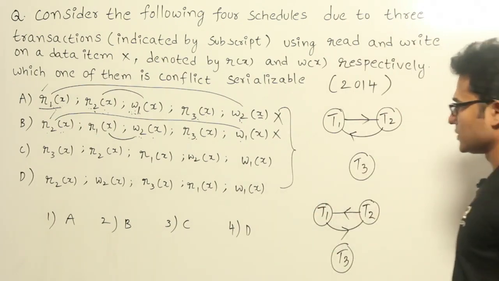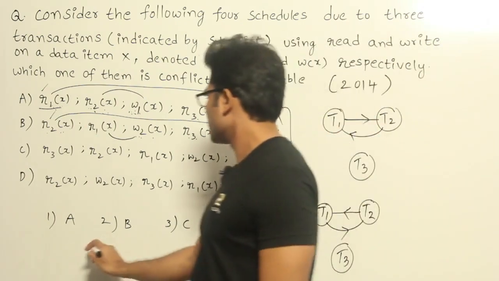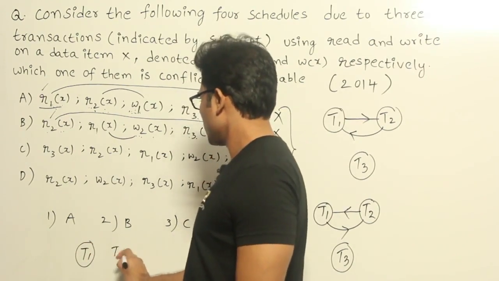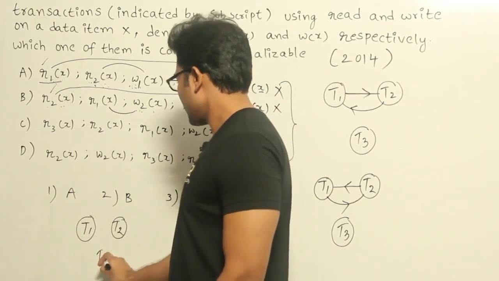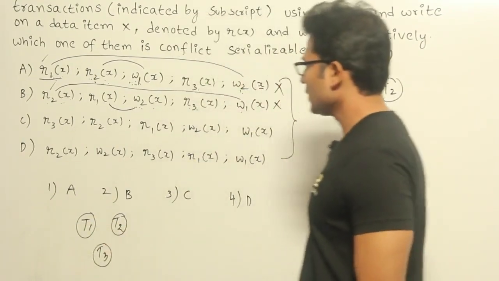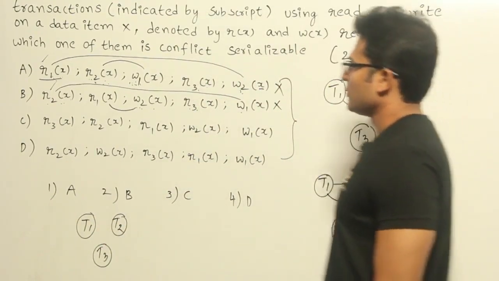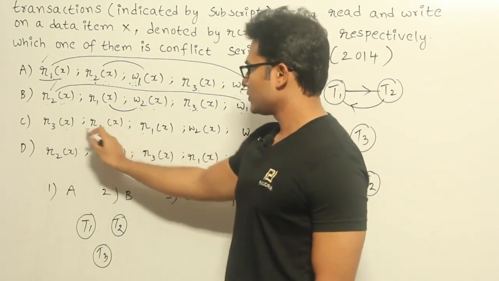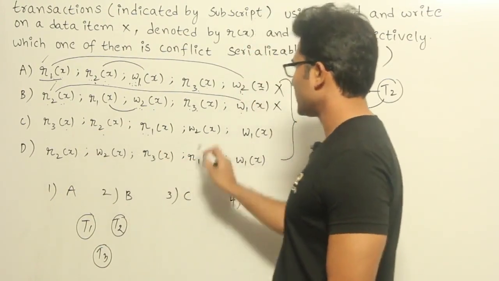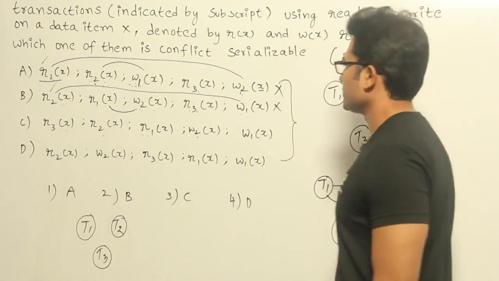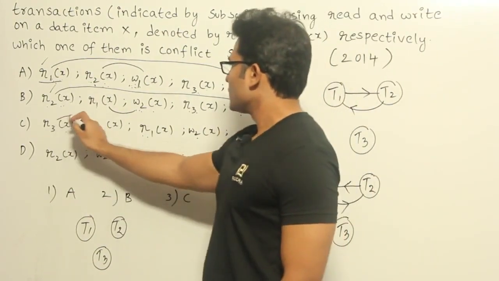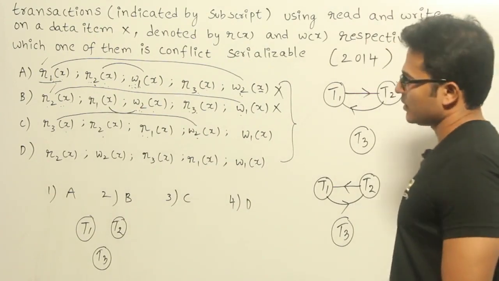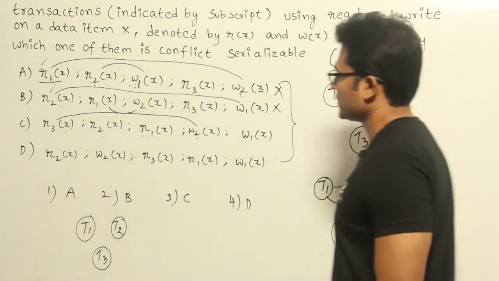Now let's look at option C. In option C, let me write it here, T1, T2 and T3. Now if you look at option C, the first one is R3 of X and then R2, so as long as these are reads, there is no conflict, and yes, there is a conflict here. The reason is one is from third transaction, other is from second transaction, and one of them is write and both of them are on X only, right?